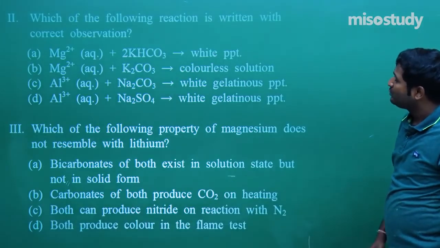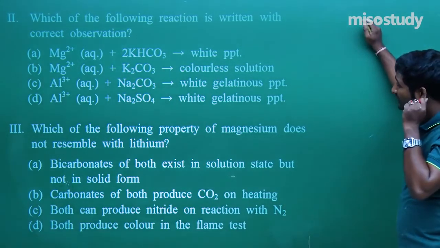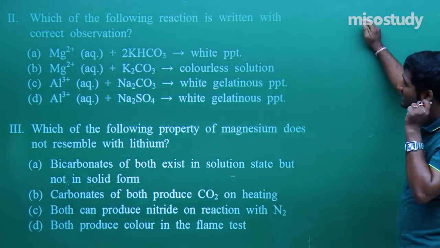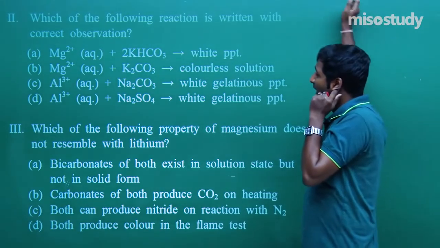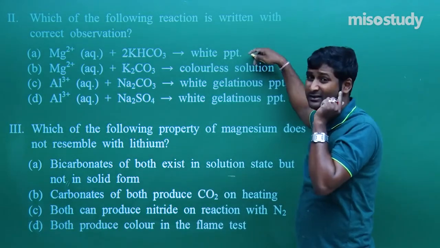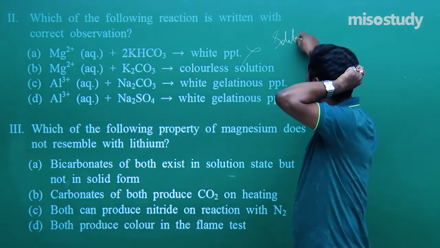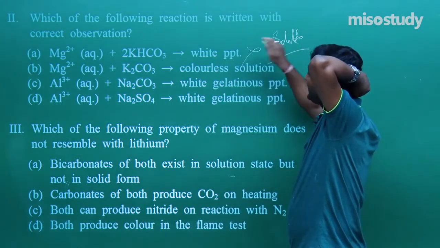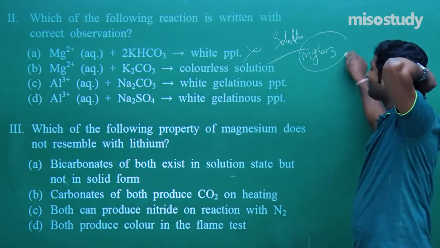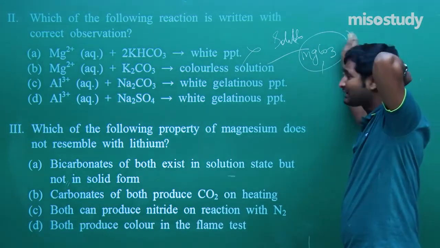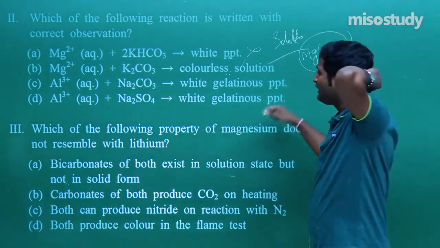Now the next one is, which of the following reactions is written with correct observation? Now tell me what will happen. Mg2+ plus KHCO3 will form Mg(HCO3)2. Is there a possibility of white precipitate? Not white precipitate, this is soluble, so this is not a correct observation. MgCO3 colorless solution is wrong, it is not a solution, this is insoluble in water. If there is a white precipitate and a solution, then it is good. So A and B are not correct.